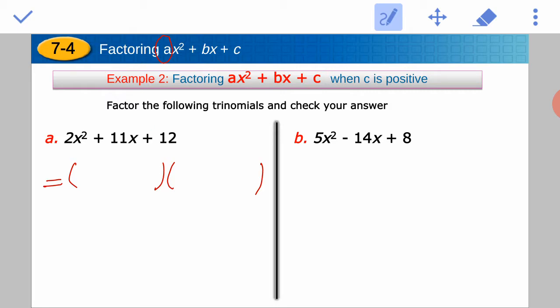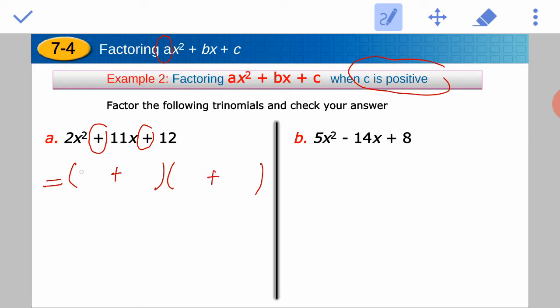If the last sign is positive, and this is our first scenario in example number 2, and you might ask yourself, what is example number 1? Example number 1 is factoring by guessing, so I jump to example number 2. The first scenario, when c is positive, when the last number is positive, plus 12, plus 8. Guys, if the last sign is positive, the two signs are similar to the middle one. The middle one is plus, so plus, plus.